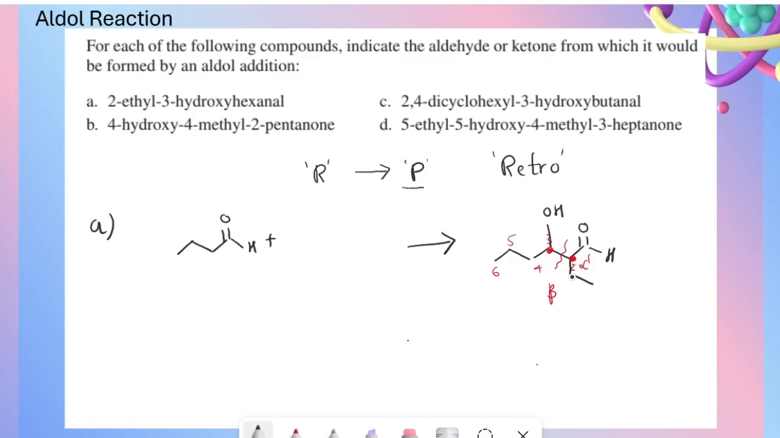Similarly, you see here 1, 2, 3, 4. There are 4 carbons and it is an aldehyde. So what aldehyde is it? It is a butanal molecule. So when butanal is treated with the base, right, we are going to get the product that is 2-ethyl-3-hydroxyhexanal.